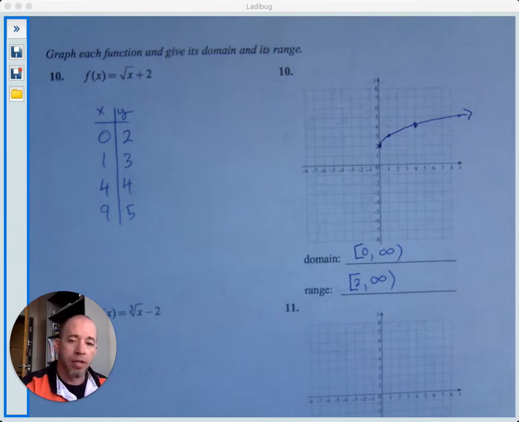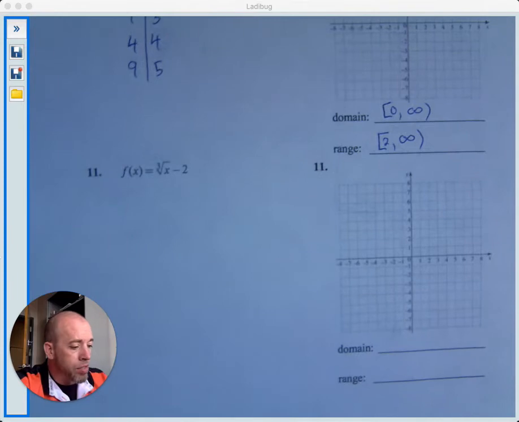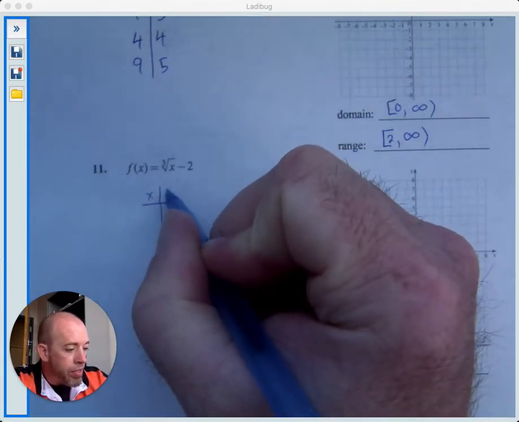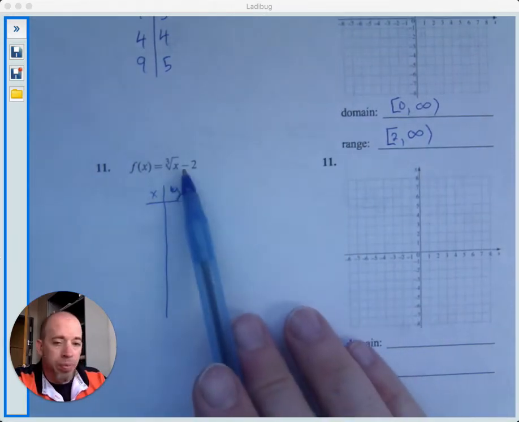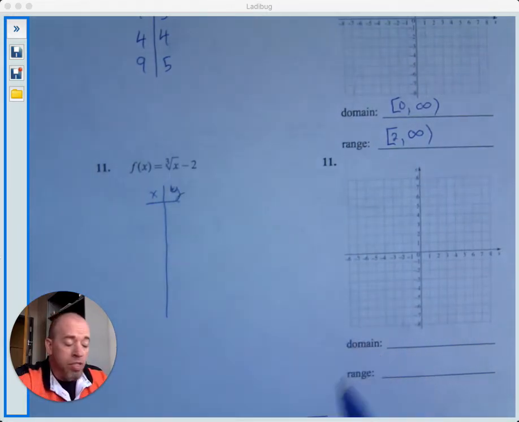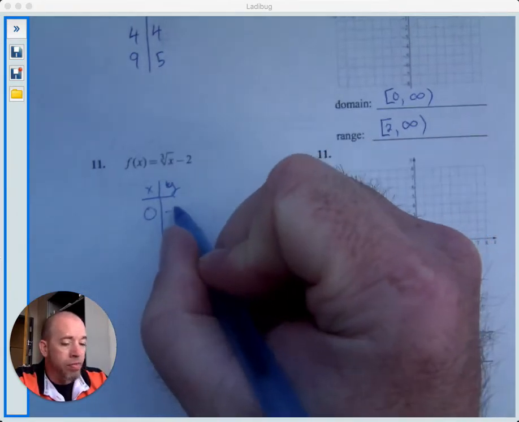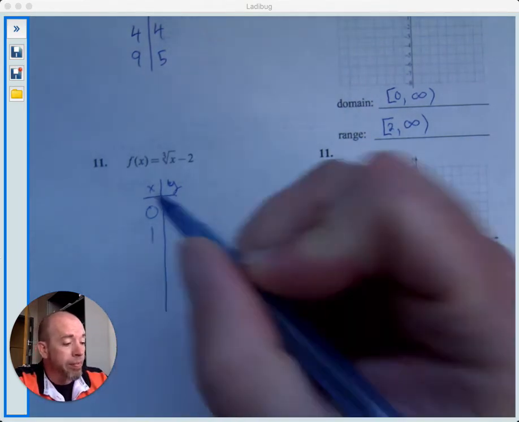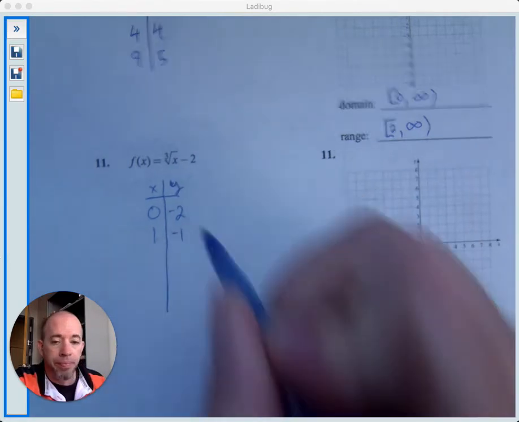All right, let's graph a cube root function. Right, I'm going to make a t-chart again. If we're going to graph a cube root function, it's a good idea to plug in perfect cubes here. And 0 we can still plug in, right? Cube root of 0 is 0. 0 minus 2 is -2. We could plug in 1. 1's a perfect cube, right? Cube root of 1 is 1. 1 minus 2 is -1.